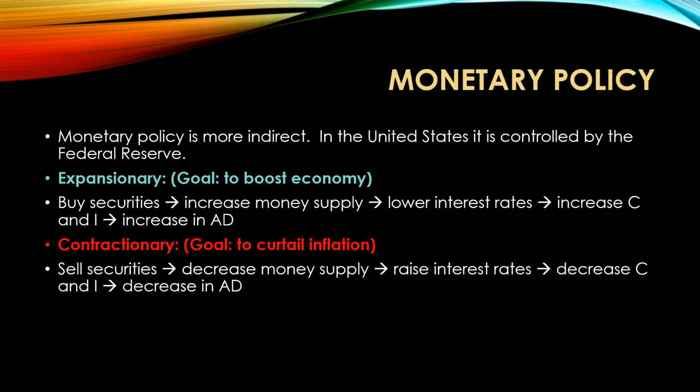So that's the goal. But in order for the lower interest rates to have any effect, there has to be someone borrowing the money at that interest rate. If that doesn't happen, then there won't be this growth that is theoretically going to happen. And then we have contractionary policy, which is the opposite.